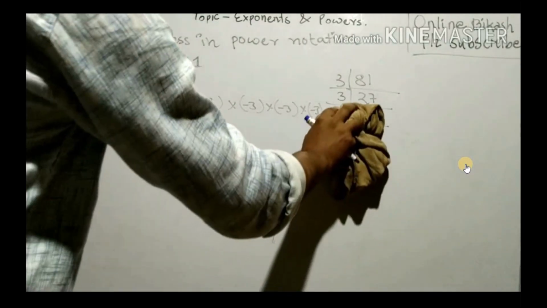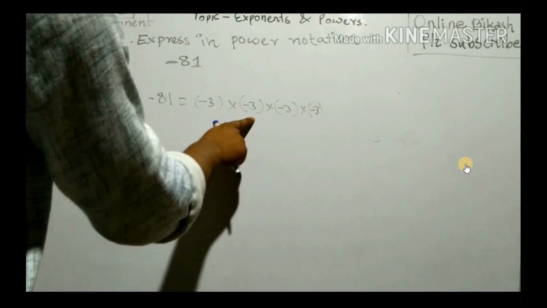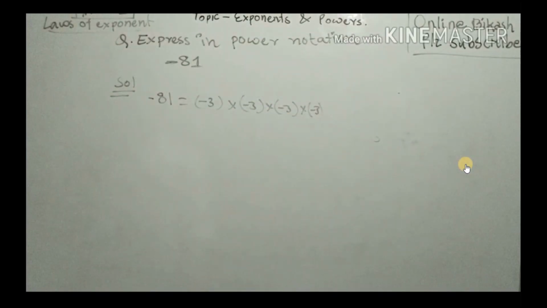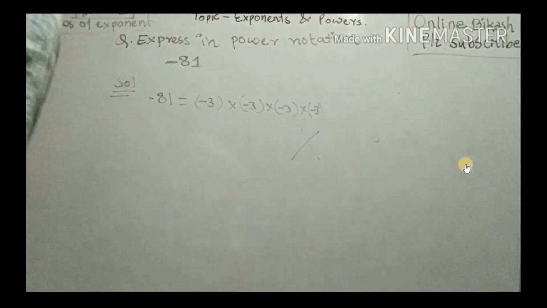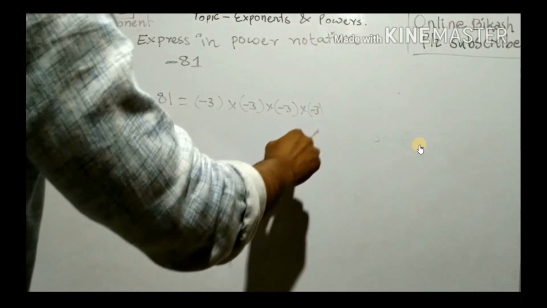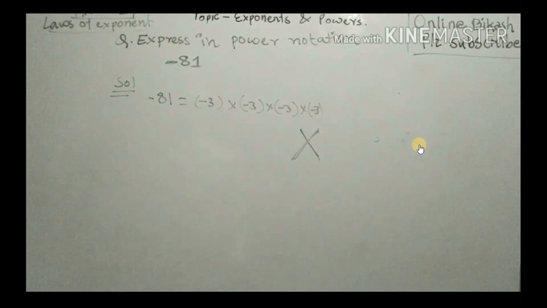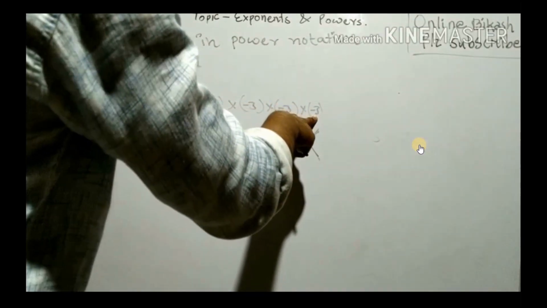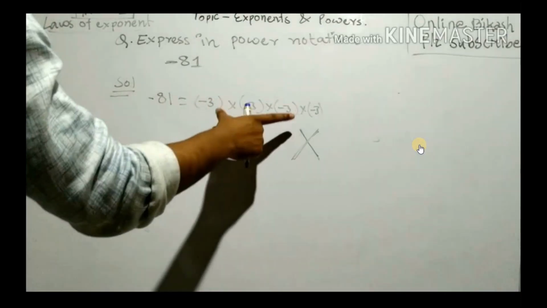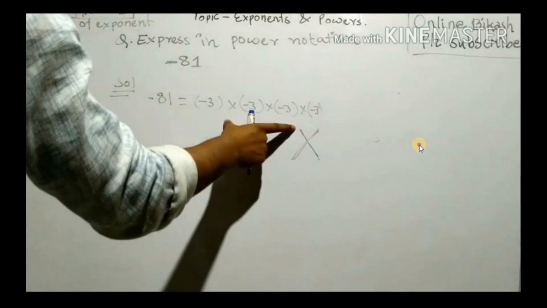Can you write like this? If we do so, then we are wrong. Why are we wrong? You see this one, try to understand this. Minus and minus will be plus, plus and minus will be minus, minus and minus will be plus. But it is what? Minus 81.